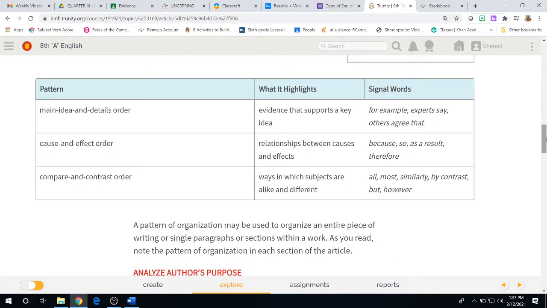You've got main idea and details order, which is when the evidence supports a key idea, and there are a couple of signal words you can look for, like for example, experts say, others agree that. Then you have the pattern of cause and effect order, where there's a relationship between the causes and the effects. Some signal words for that are because, so, as a result, and therefore. Finally, you have the compare and contrast order, which is ways in which the subjects are alike and different. A couple of signal words for that are all, most, similarly, by contrast, but, and however.